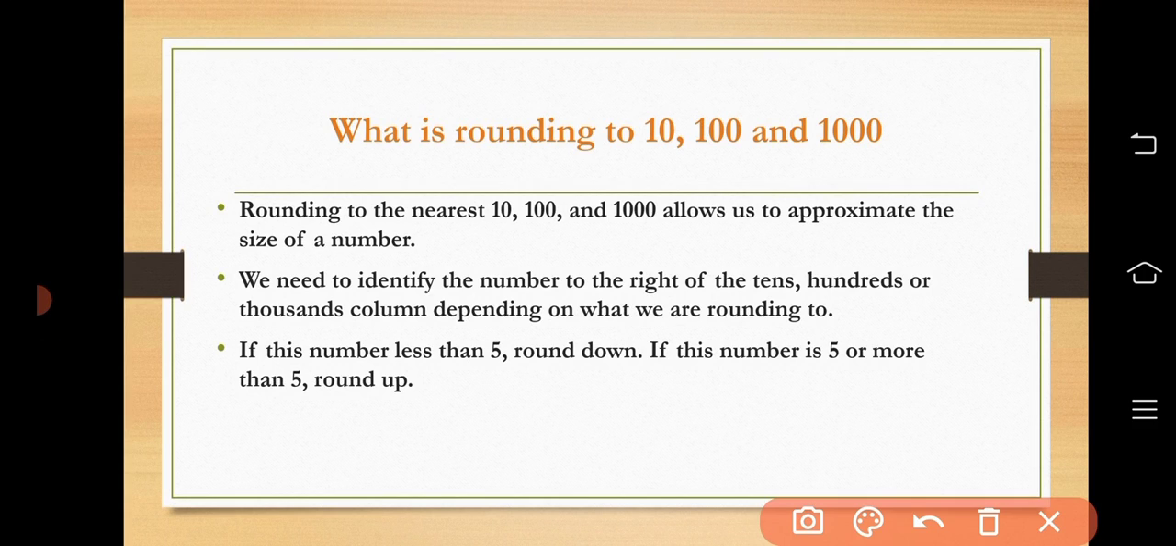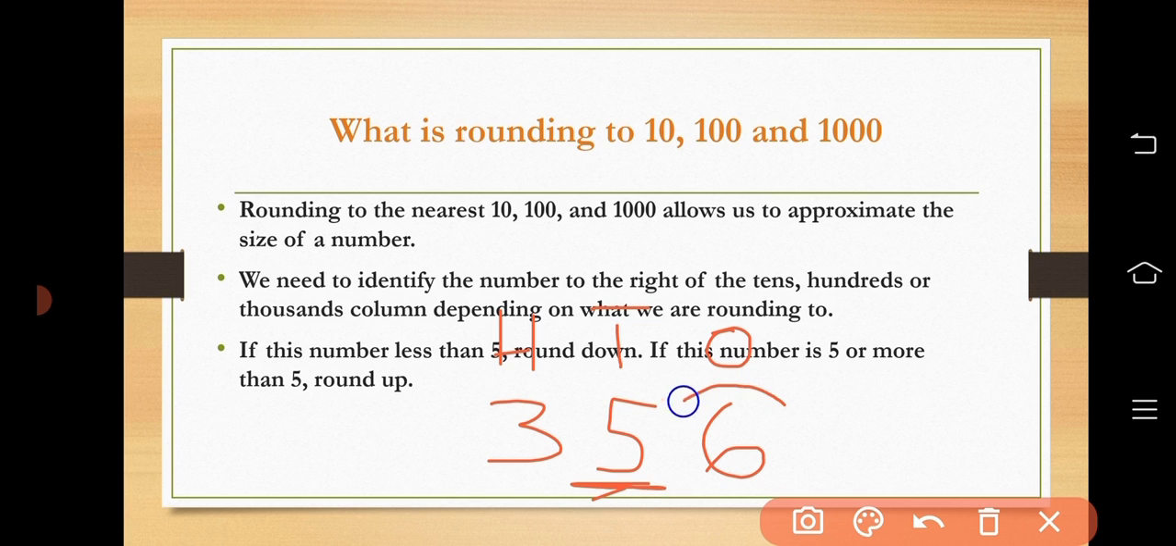Here they are saying that firstly I write a number. Let's suppose I write 356. And they say you have to round off this number to the nearest 10. You know that this is your ones column, this is your tens column and this is your hundreds column. So when they say round off to the nearest 10, you underline the tens digit and circle the number to the right, that is ones. If the circled digit is greater than or equal to 5, you round up. And if the circled digit is less than 5, you round down. So in this way, you can easily round to the nearest 10, 100 and 1000.